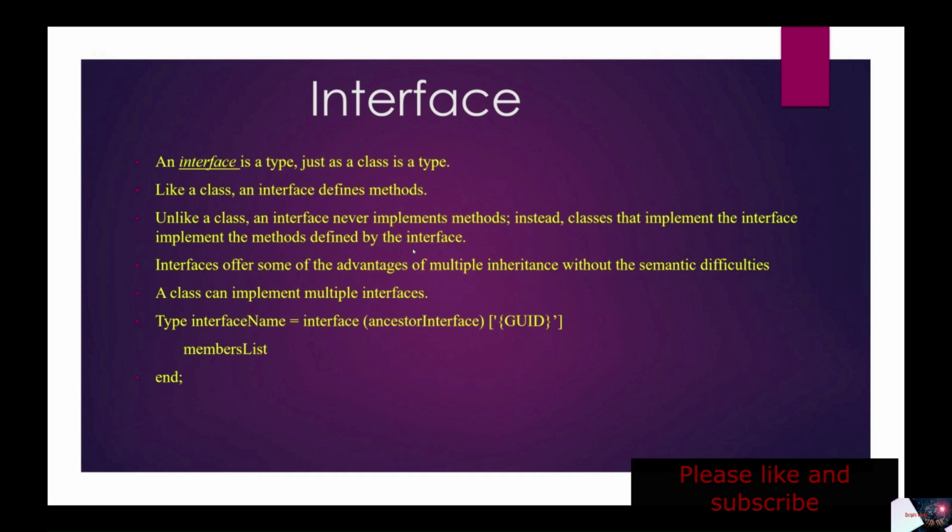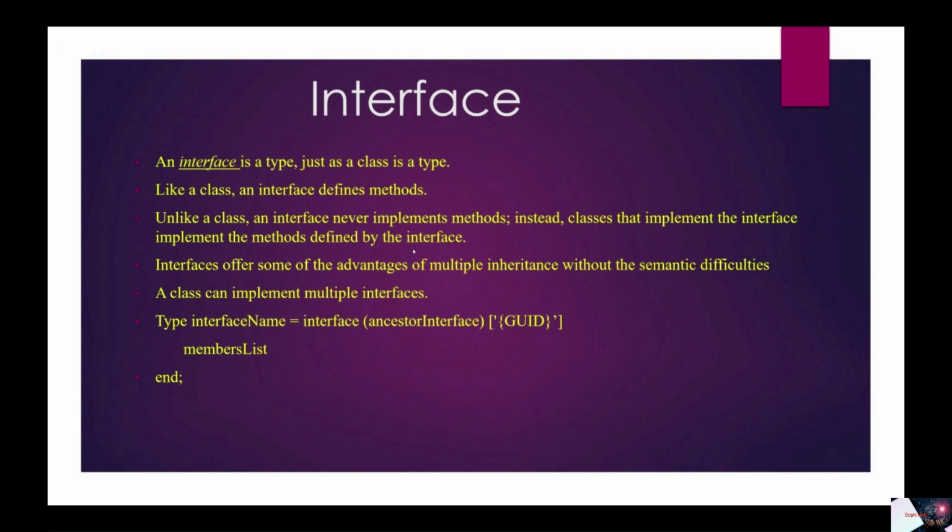So that way we achieve multiple inheritance in Delphi, right? Because we can't inherit multiple classes in any class, but we can inherit multiple interfaces in a class. The type interface is also a type, so interface name equal to interface, and we can write the ancestor method.